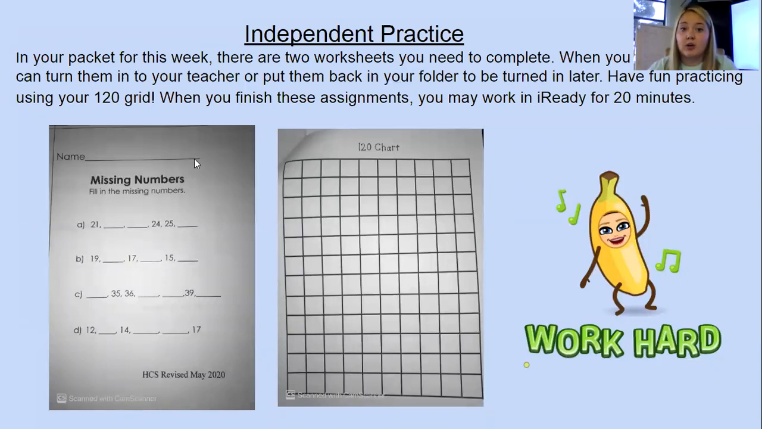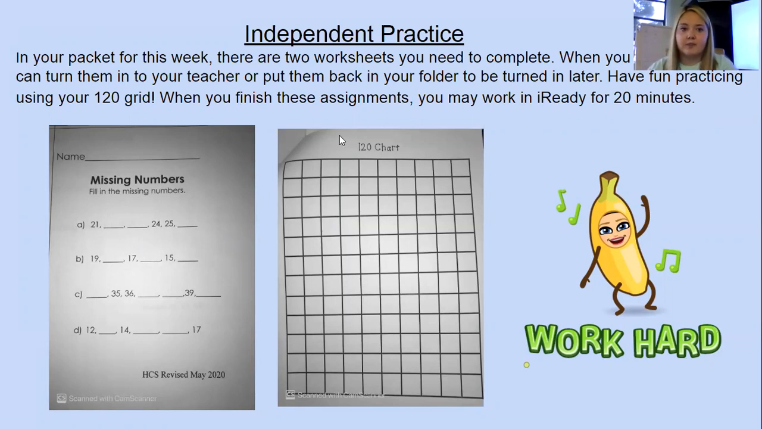When you're done with that worksheet, we have this blank 120 chart. It can't be a 120 chart until there's numbers in it, can it? Nope, it can't. So that means you have to write the numbers. You have to fill them in from 1 all the way to 120. You can use the number grid that we already have if you need help figuring out how to write some of the numbers or what order the numbers go in, because 120 numbers, that's a lot of numbers to remember. So you can use the number grid that's already filled in to help you there. But you guys can do it.